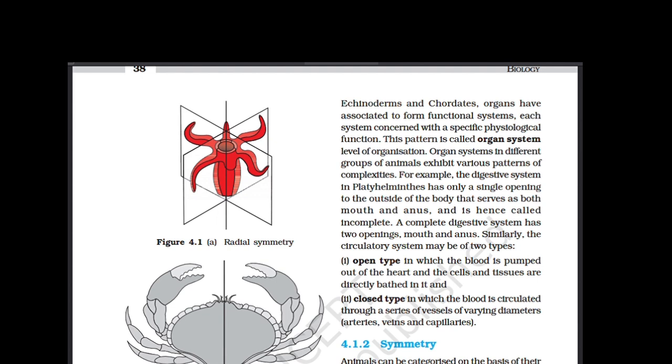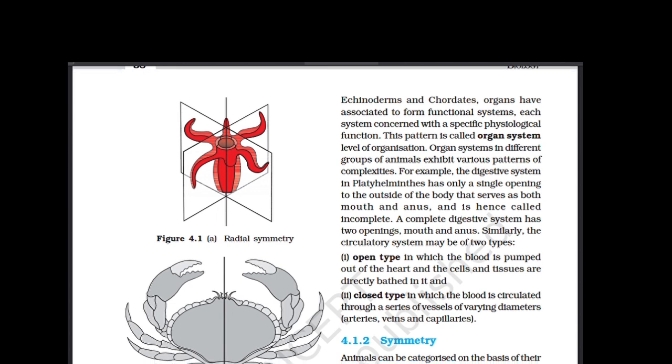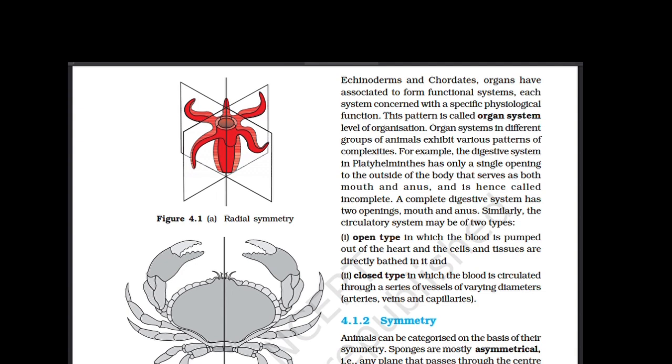Similarly, the circulatory system may be of two types. Open type, in which the blood is pumped out of the heart and the cells and tissues are directly bathed in it. Second one is closed type, in which the blood is circulated through a series of vessels of varying diameters, maybe arteries, veins, and capillaries.